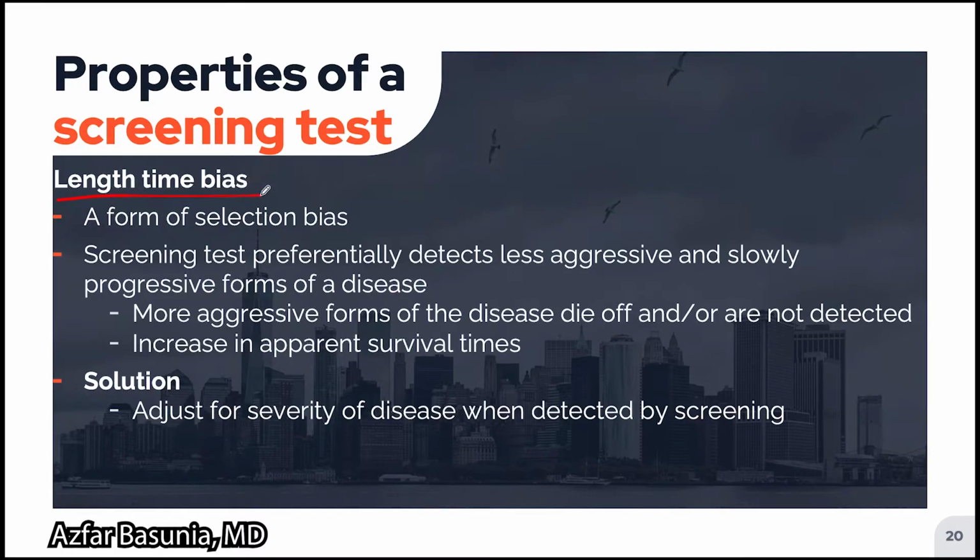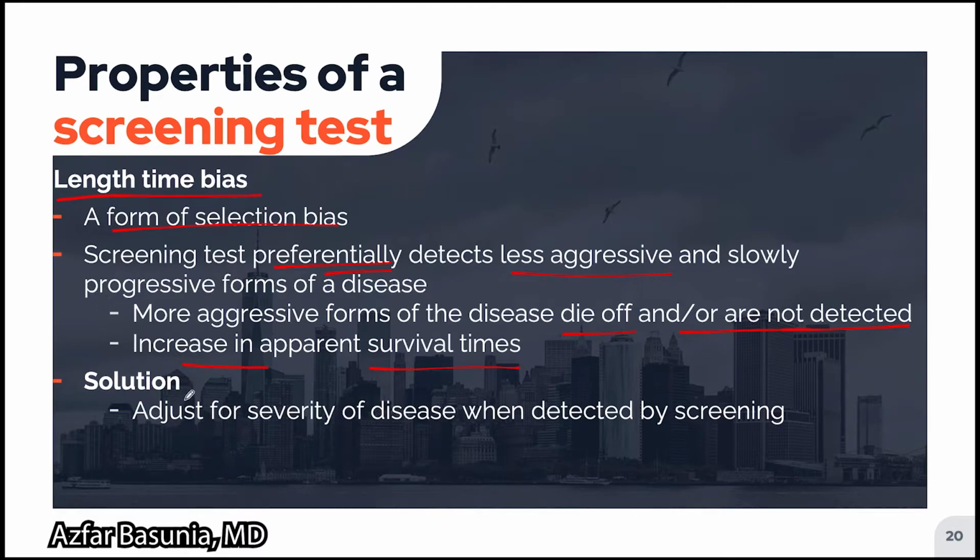The length time bias is a form of selection bias where the screening test preferentially detects less aggressive and slowly progressive forms of the disease. Thus, the more aggressive forms of the disease either die off and/or are not detected. This apparently leads to an increase in the survival times due to the screening.